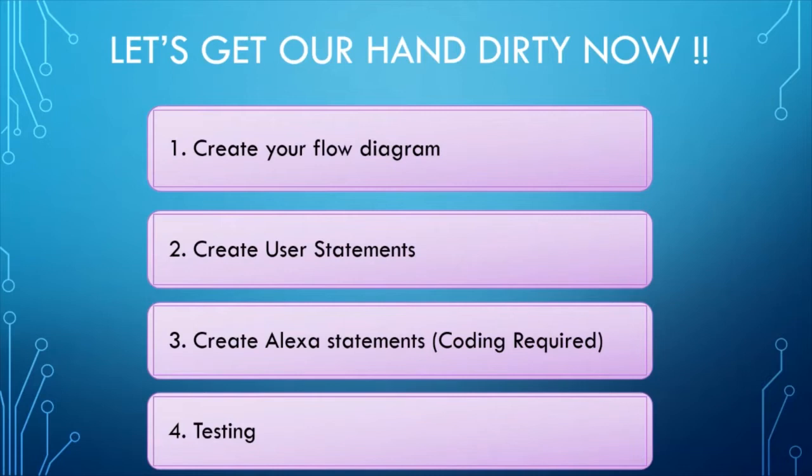So we'll start with creating our flow diagram, which is in a way how our chat will be going on with Alexa. While creating a flow diagram, we need to keep in mind that it should be interactive. So Alexa should be asking us some questions and we should be replying back. That's how we can keep the user engaged. So here is an example of a chat flow which we are going to make right now.